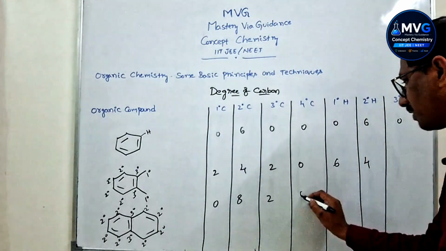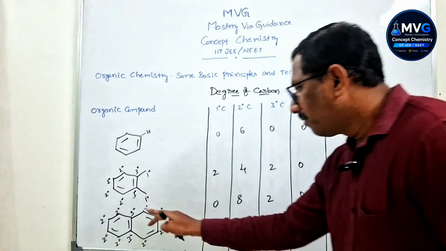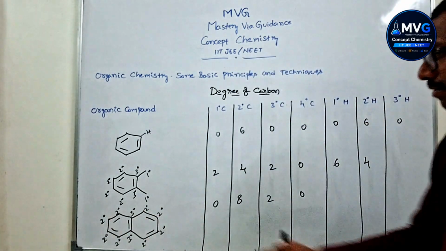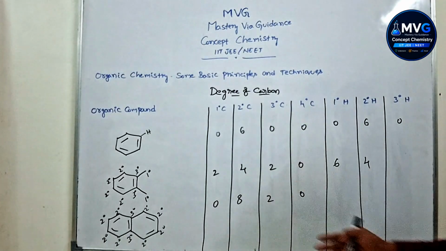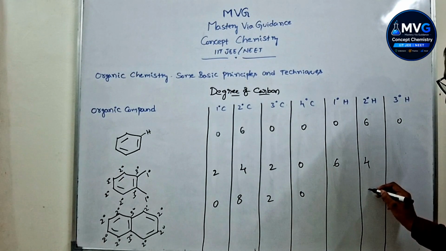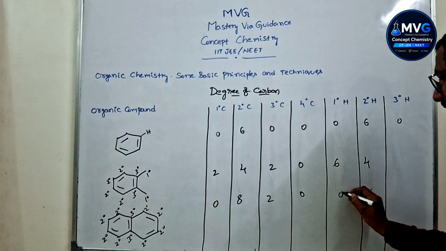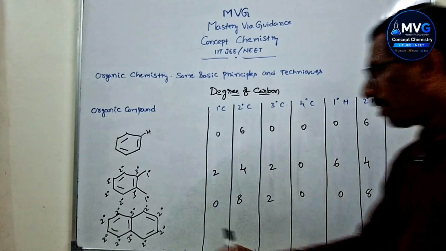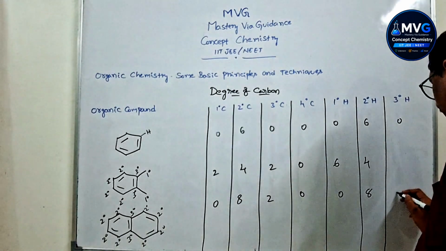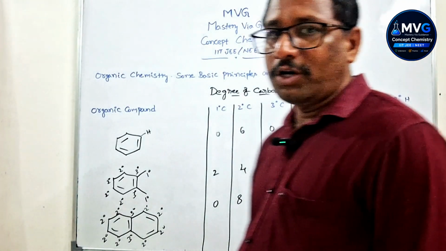Next, quaternary carbons 0. Next, the hydrogens attached to secondary carbons. Now a double bond is there, students. 8 secondary carbons will be with 8 secondary hydrogens. Primary carbons not there, so primary hydrogens 0. Tertiary carbons are there but with a double bond, so tertiary hydrogens 0 in the given molecule.